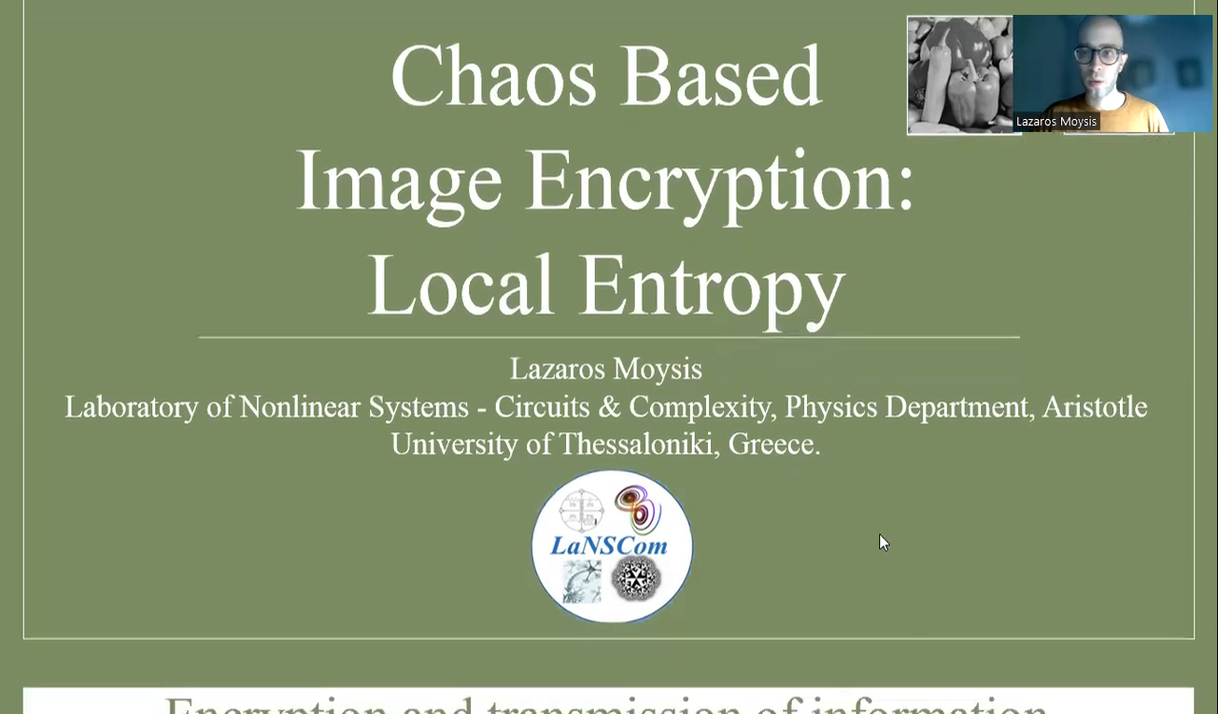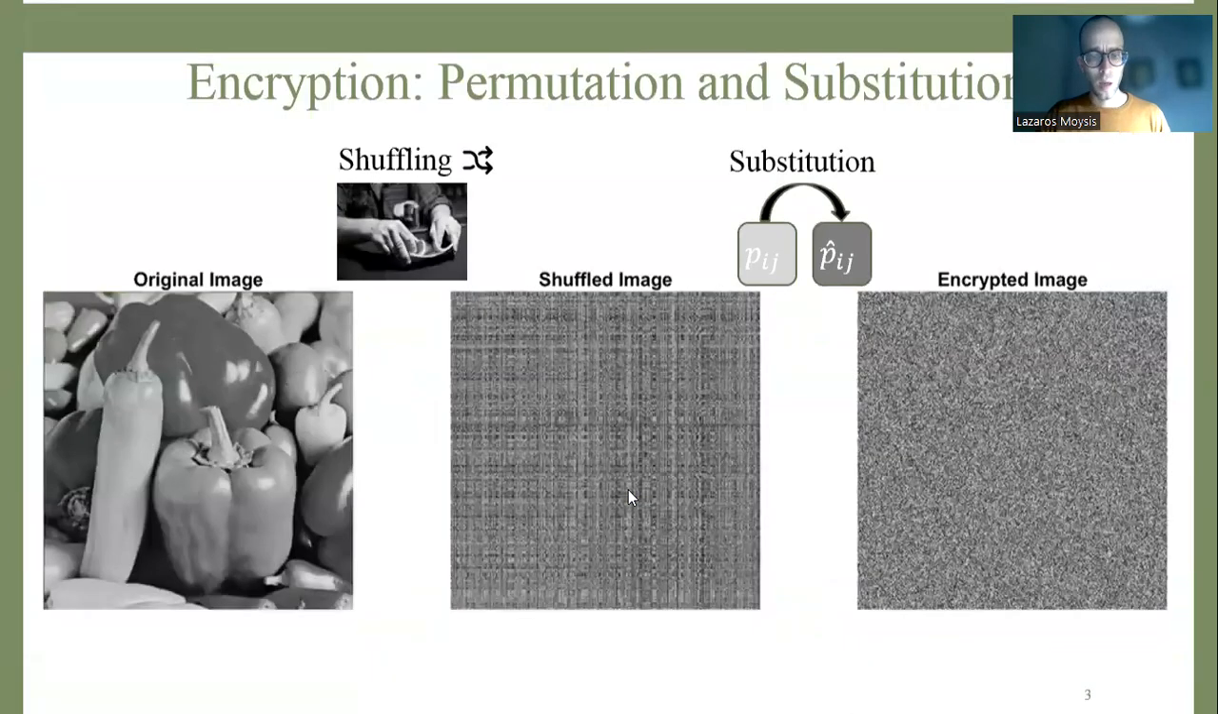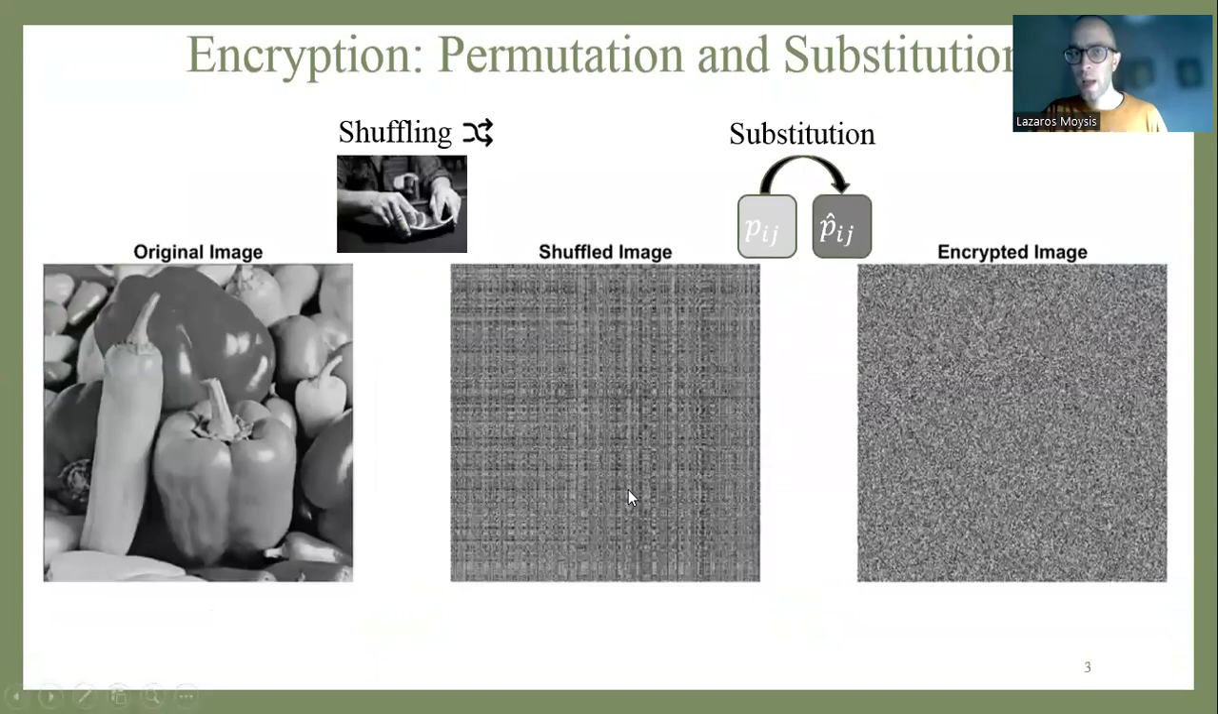We are talking about symmetric encryption, which means that we are using the same chaotic system in the transmitter and the receiver in order to encrypt some information, safely transmit it, and then reverse the process in order to obtain the original plain text back. And for this, of course, we are using the same keys on the transmitter and receiver. And we are basically discussing the effects of two processes, permutation and substitution.